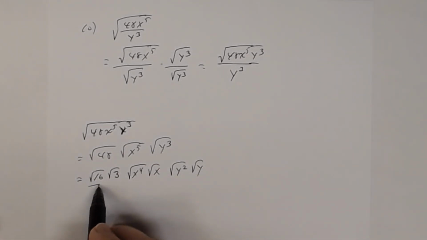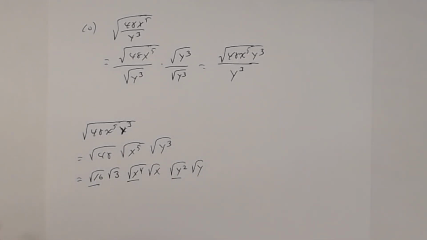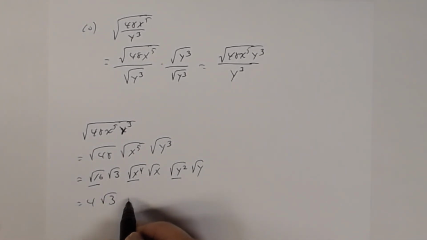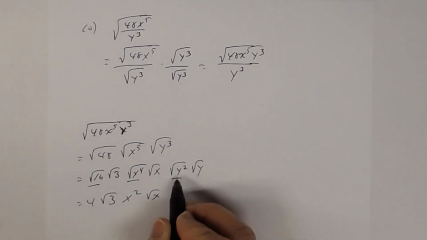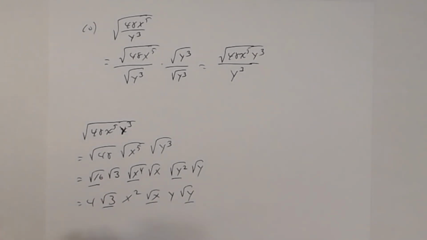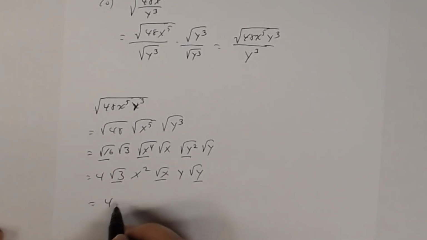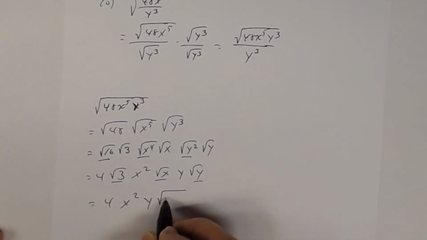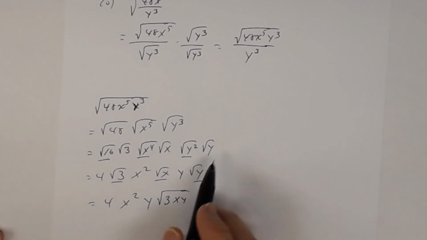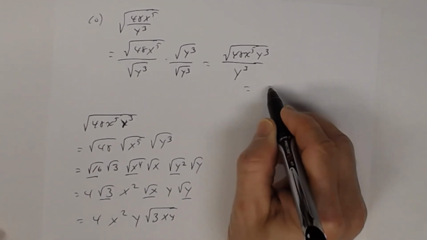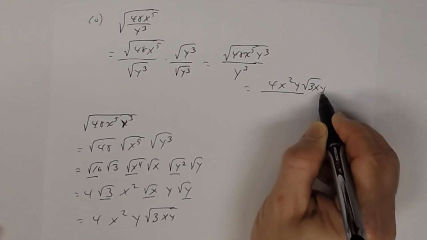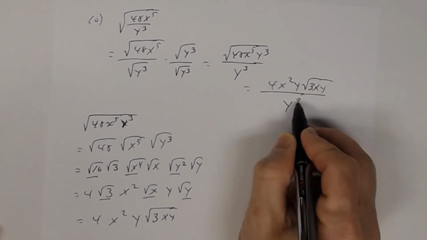And then we know we can simplify this, and this, right? And so the square root of 16 is 4. Square root of 3, square root of x to the fourth is x squared, square root of x, square root of y squared is y, square root of y. And so I'm going to put these three as one square root. So I get 4x squared y, square root of 3xy. And that goes in the numerator now, right? So I get 4x squared y, square root of 3xy, all divided by y cubed.